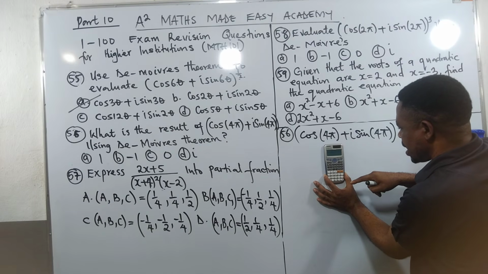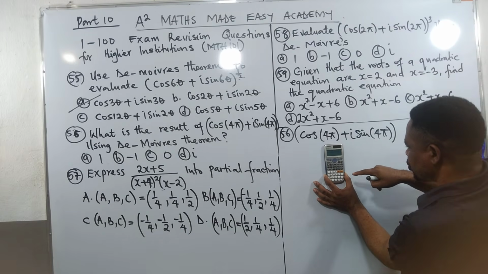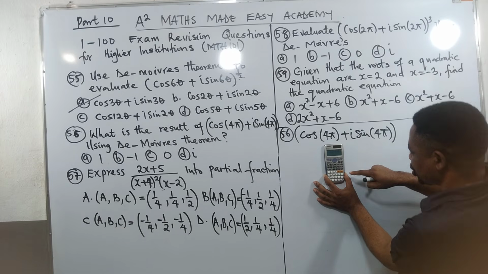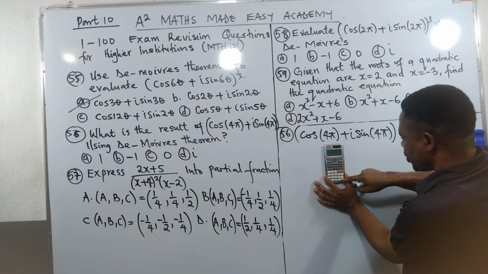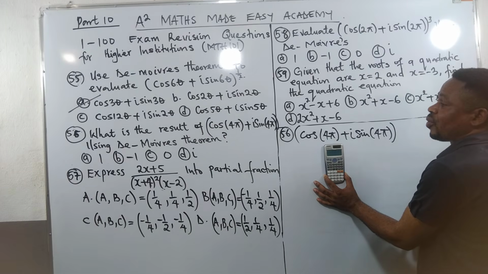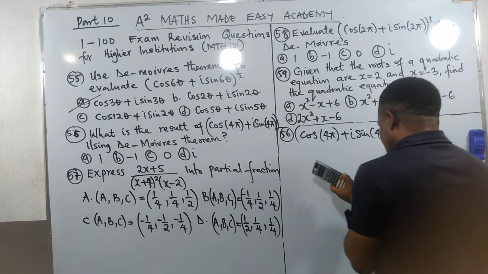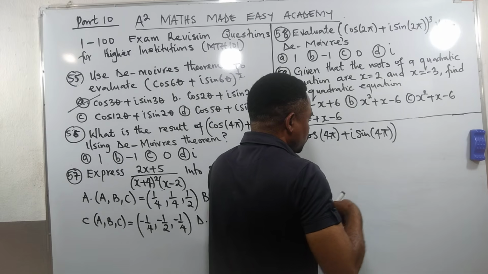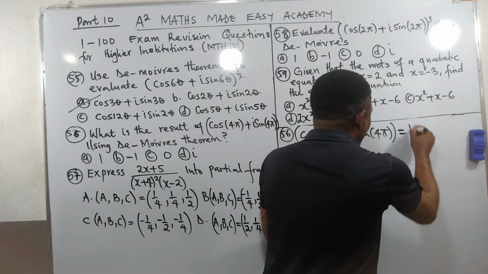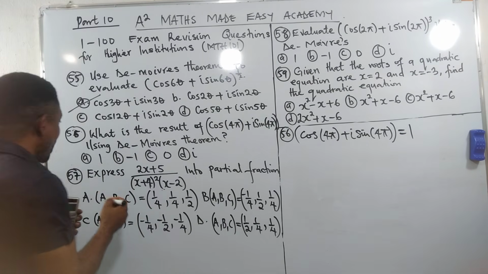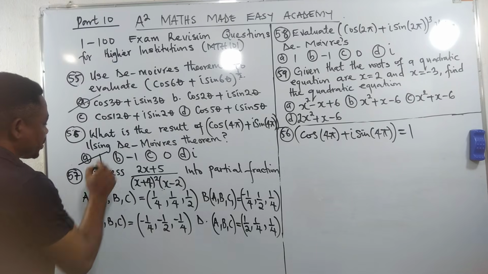Now having closed it, what exactly are we going to experience? I want you to watch. You close the bracket, then punch equal to. Wow, the answer is 1. So the total of this answer that we're waiting for is equal to 1. Am I communicating? Do you have 1 in the options? Yes. The correct answer is option A.